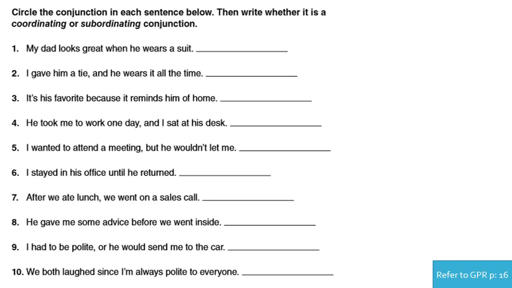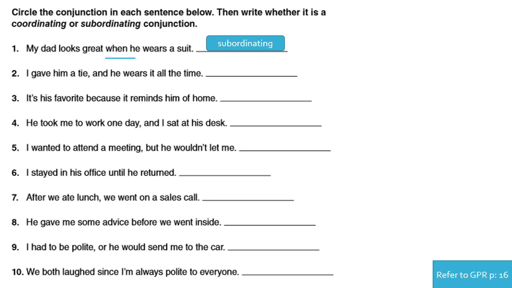Number one, my dad looks great when he wears a suit. We have to underline the conjunction first. Where is the conjunction? Where is the word that is linking the two parts together? That's what we mean by the conjunction. In the first sentence, it is when. Yes, when is joining the two parts. But is when considered coordinating or subordinating? Subordinating for sure, because it makes a complex sentence at the end.